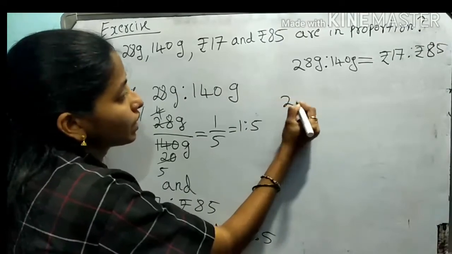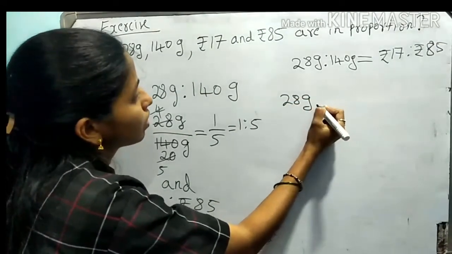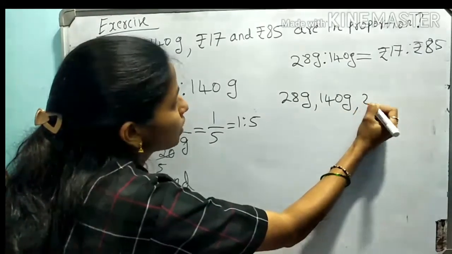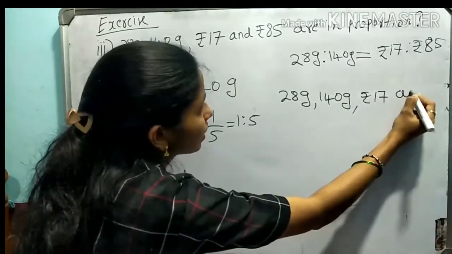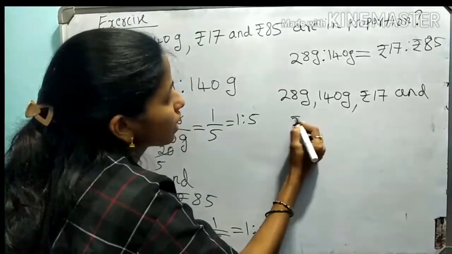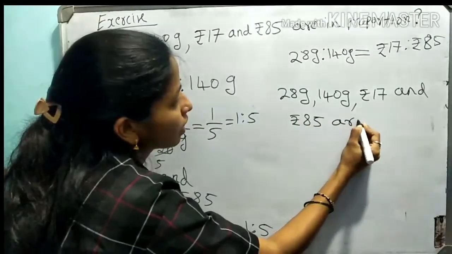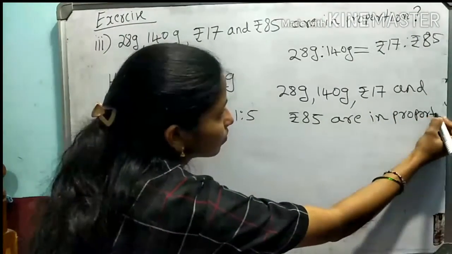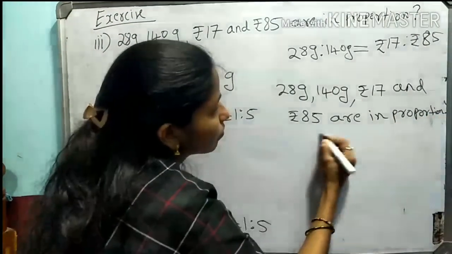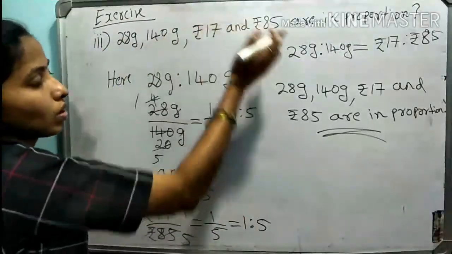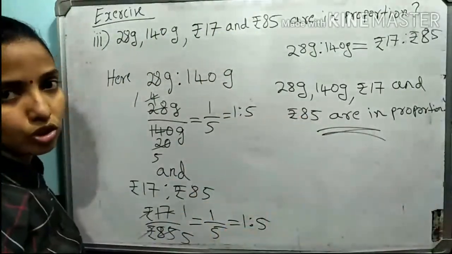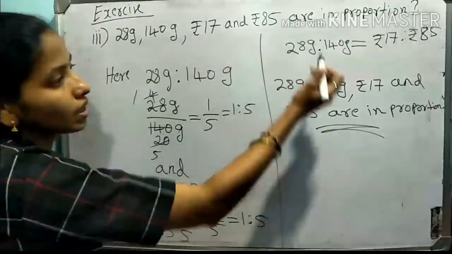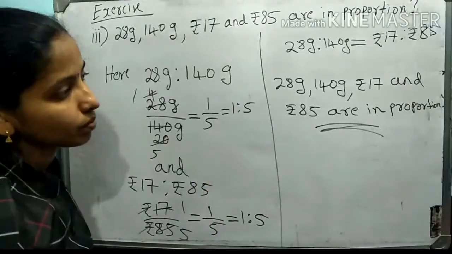So 28 gram, 140 gram, rupees 17 and rupees 85 are in proportion. So these are in proportion.